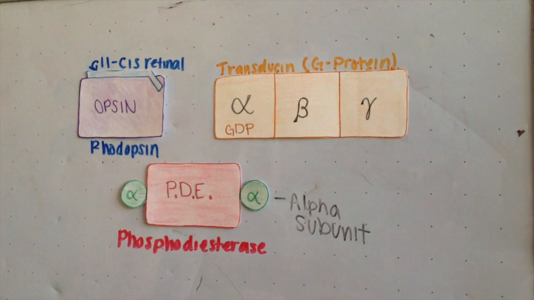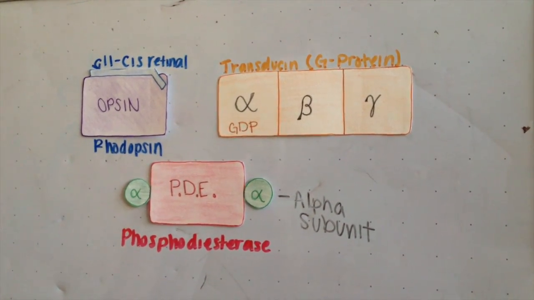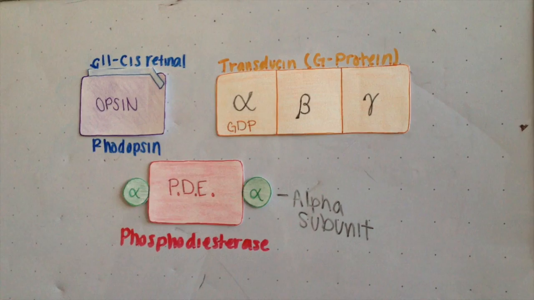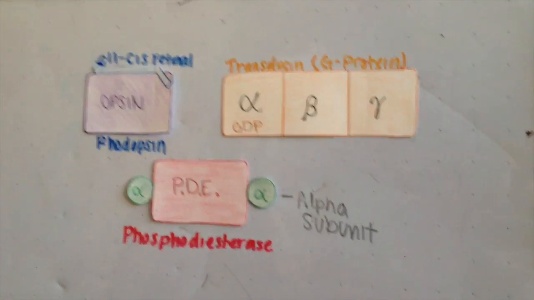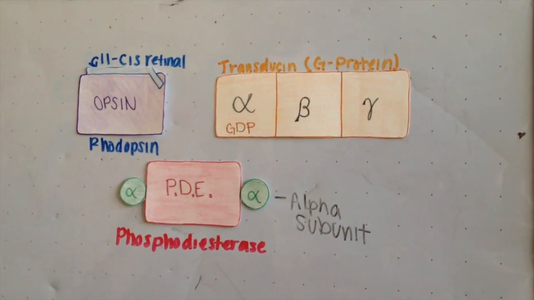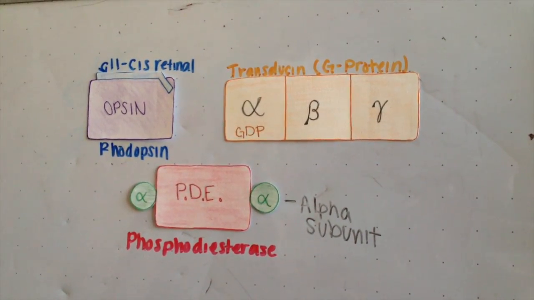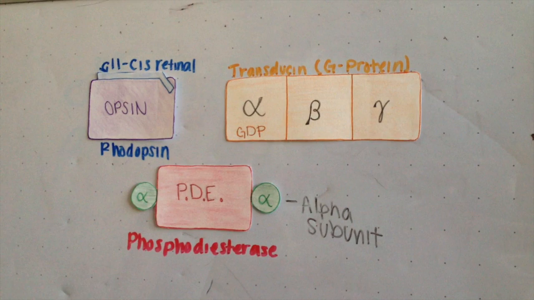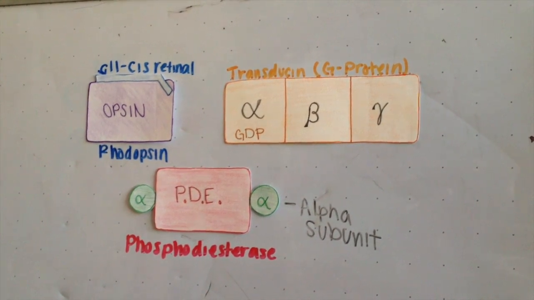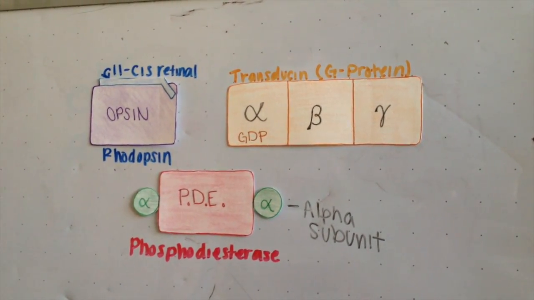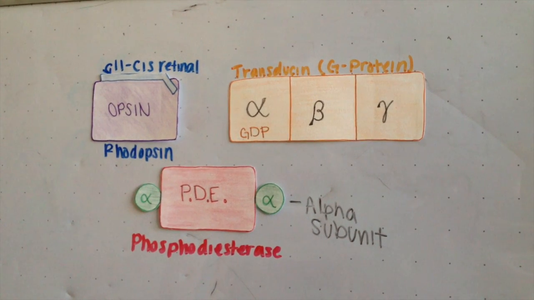Rhodopsin is a visual pigment which is made up of the proteins opsin and 11-cis-retinol. There is also phosphodiesterase, also known as PDE, that has 2 alpha subunits connected to it. The transducin, which is a G protein with 3 subunits, alpha, beta, and gamma. The goal in phototransduction is to get the PDE on its own, so we'll need to remove the alpha subunits.